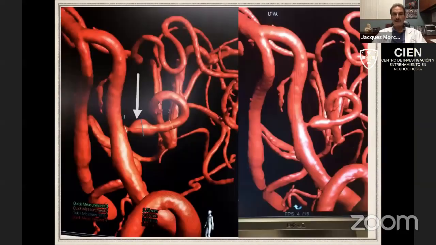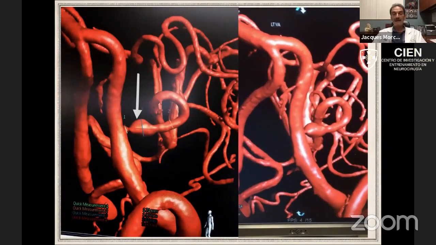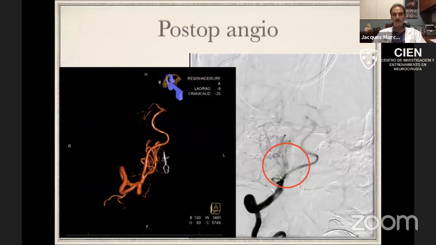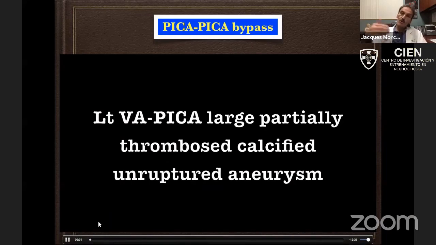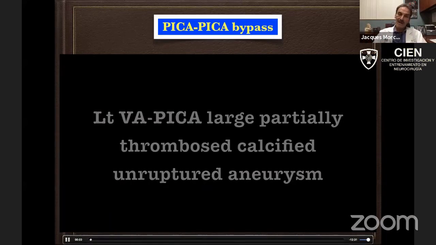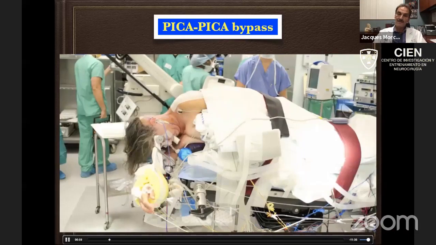I will skip another PICA like this. I did the same thing. I did, in this case, a PICA to PICA bypass. And again, I'm sorry, just too much material to show you. I will show you another PICA to PICA bypass very briefly. Here is the aneurysm, which cannot be clipped. It's bilobed. Here is the position.